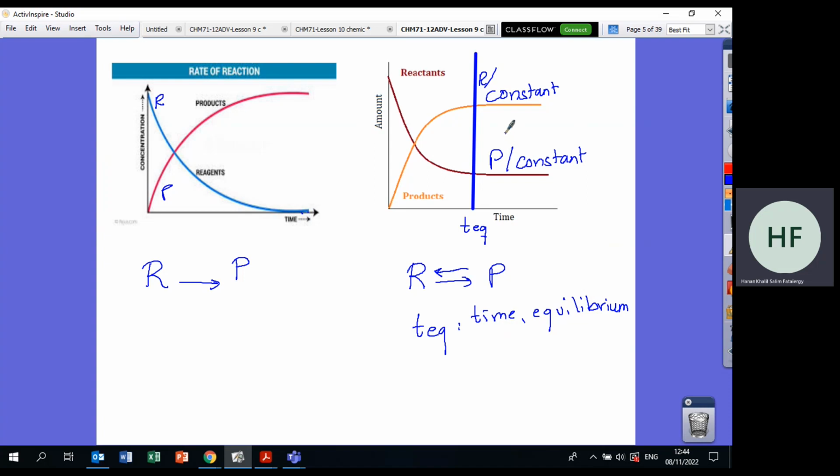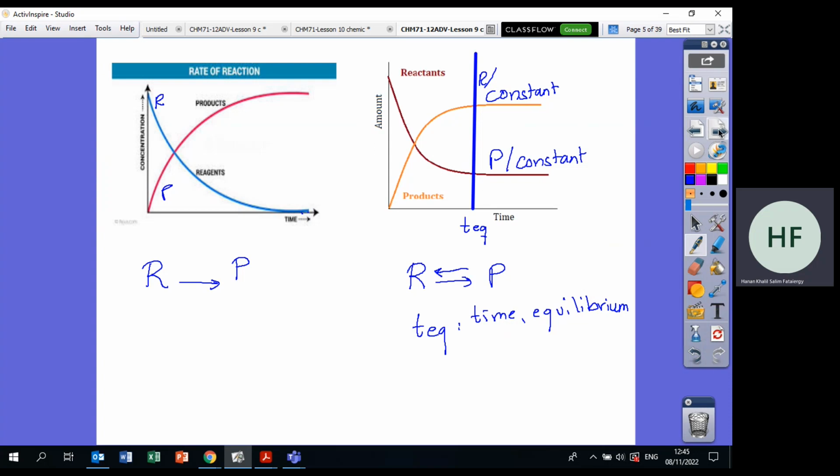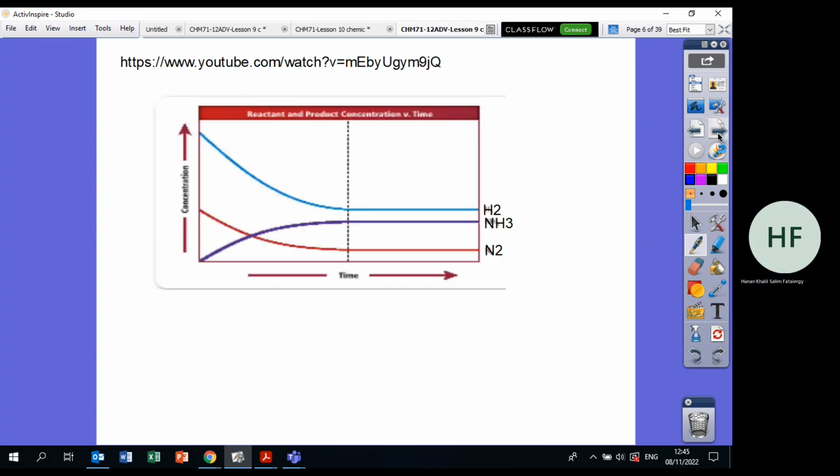I want you now to make sure that you understand this point. Reactants and products are not equal. Reactants are here more than products. So reactants and products are not equal, but they are constant. Okay, there is a difference between constant and equal.